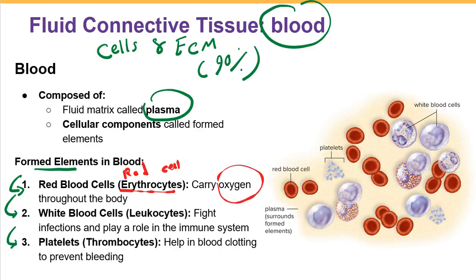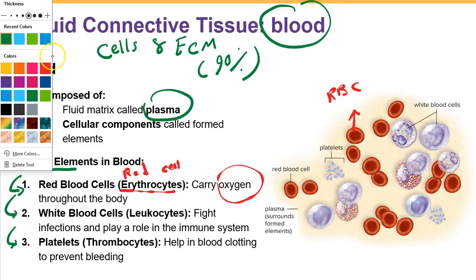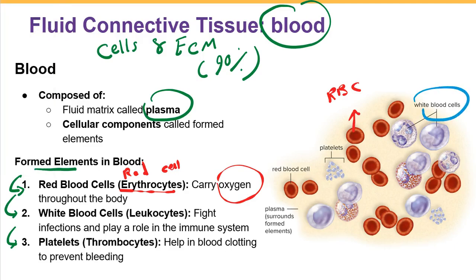As you can see in this picture, these are red blood cells, the most abundant type of formed element in the blood. And then white blood cells, which you can see as the cells with a nucleus. The white blood cells are part of our immune system. They fight infections, and they are immune cells. We can call them leukocytes. And platelets are tiny fragments of cells, also called thrombocytes. Their job is to form blood clots to prevent bleeding.